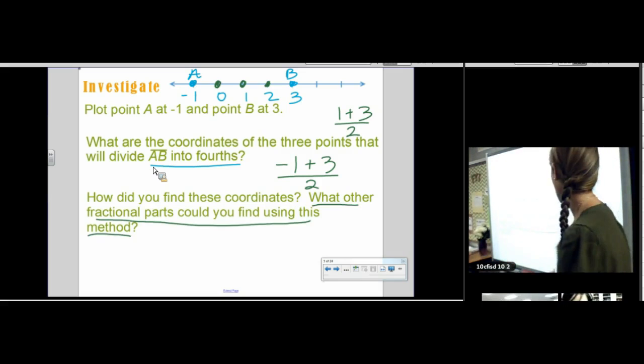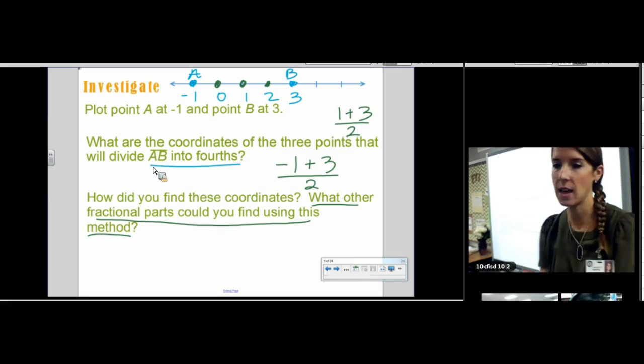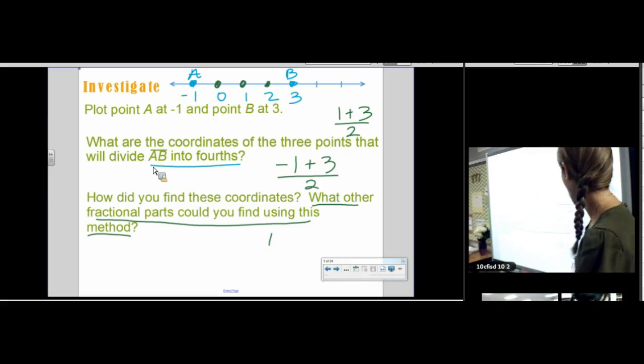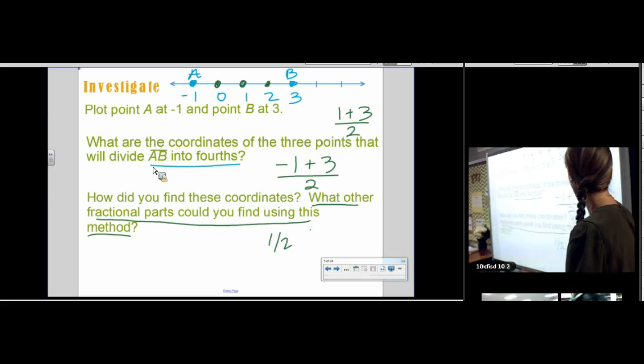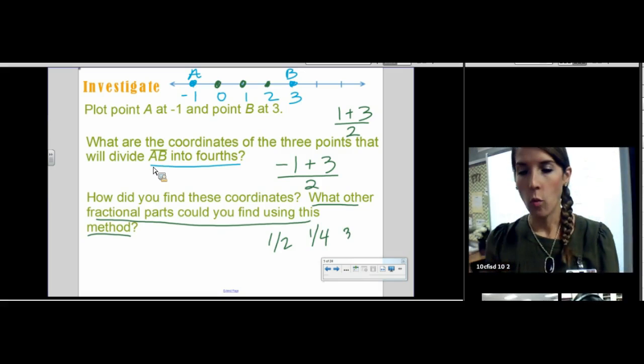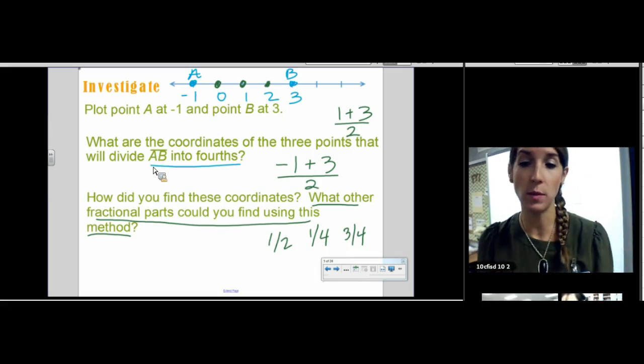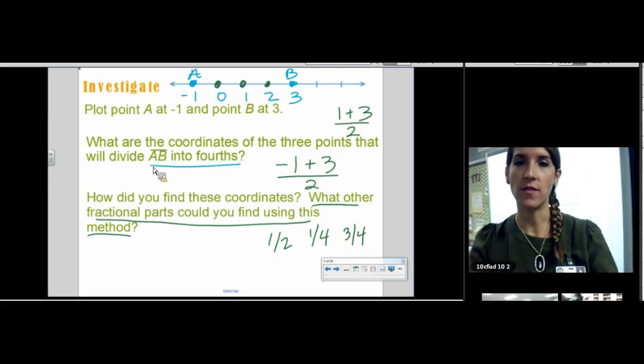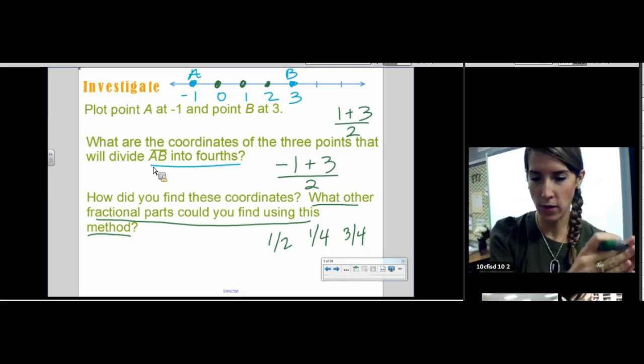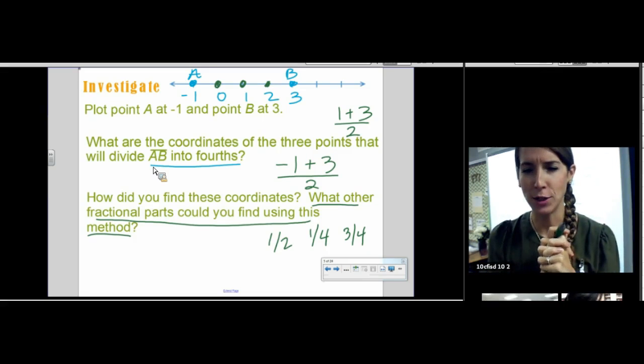We can find halfway across a segment. We can find 1/4 across a segment. We can do 3/4. What are our limitations? Which ones could we find and which ones could we not find by doing this method? Finding the midpoint and then finding the midpoint of the new segment and the midpoint of the new segment. What types of fractional distances could we find?